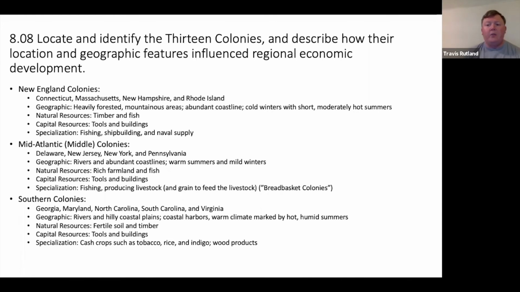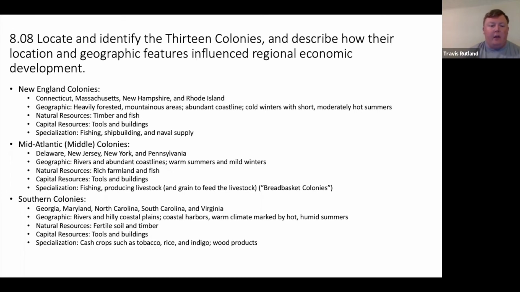Their natural resources were timber and fish. Capital resources are tools and buildings. And so they're going to specialize in those natural resources. You'll see that throughout these other two. So the New England colonies are going to specialize in fishing, shipbuilding, and naval supply. All right. The middle colonies: Delaware, New Jersey, New York, and Pennsylvania.